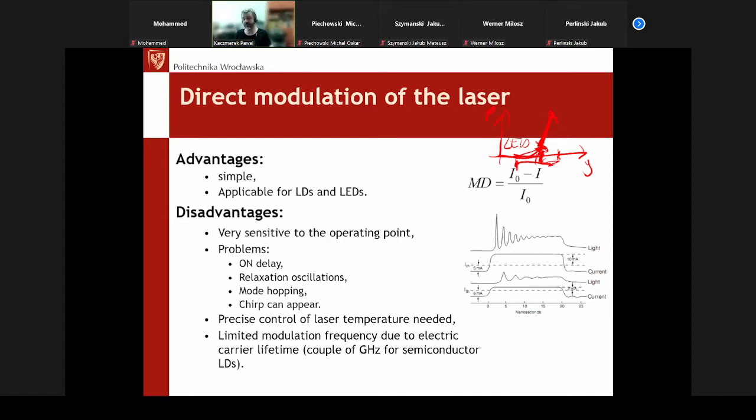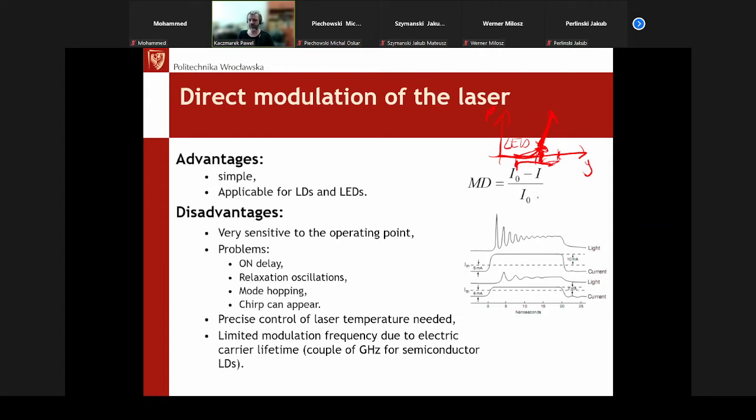It is quite easy to modulate the laser in such a way. So this is the main advantage. It is simple to modulate the laser directly. You can modulate almost every semiconductor source in this way. So the applications are quite wide, but of course the disadvantages of such a modulation, some of them I already mentioned.